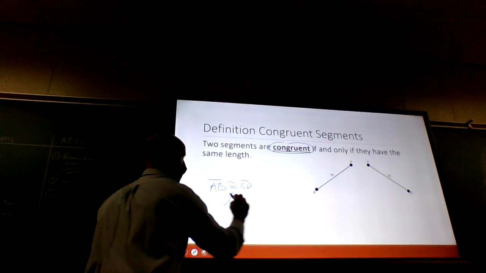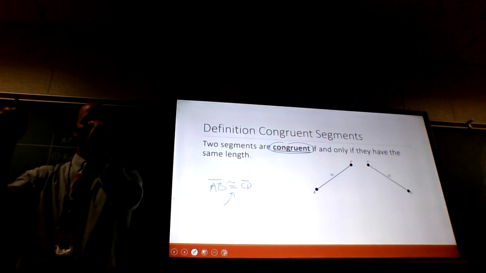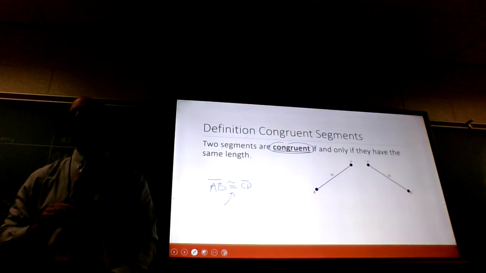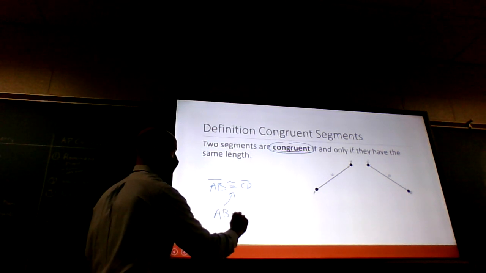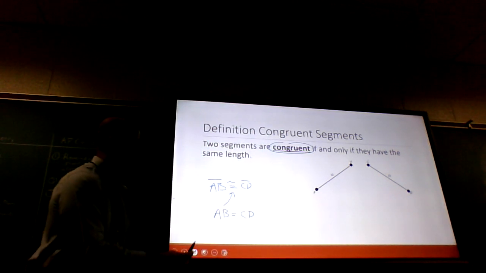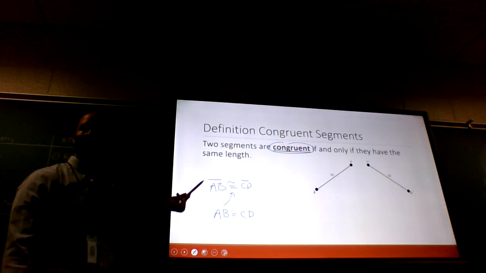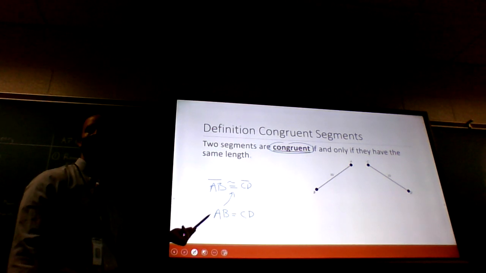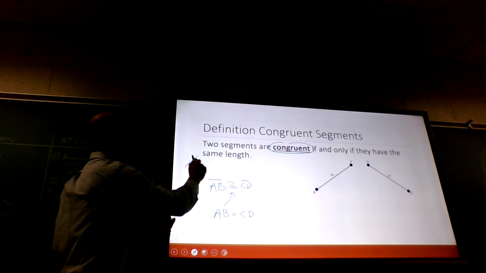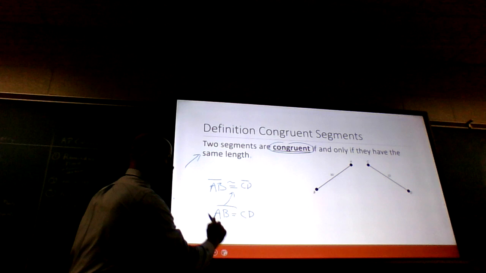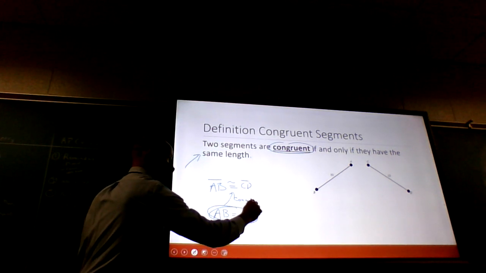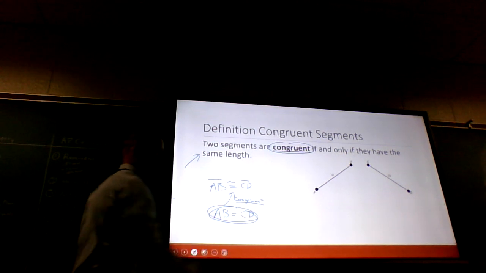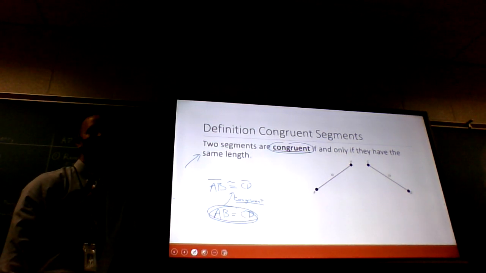Have you guys ever seen that symbol before? It's an equal sign with the tilde on the top. That means congruent. It also means this is true. Here I'm saying the segments are congruent. Here I'm saying that their measures are equal. It's saying if their measures are equal, guess what? We call it congruent. So this is an important word that we're going to use a lot in class.